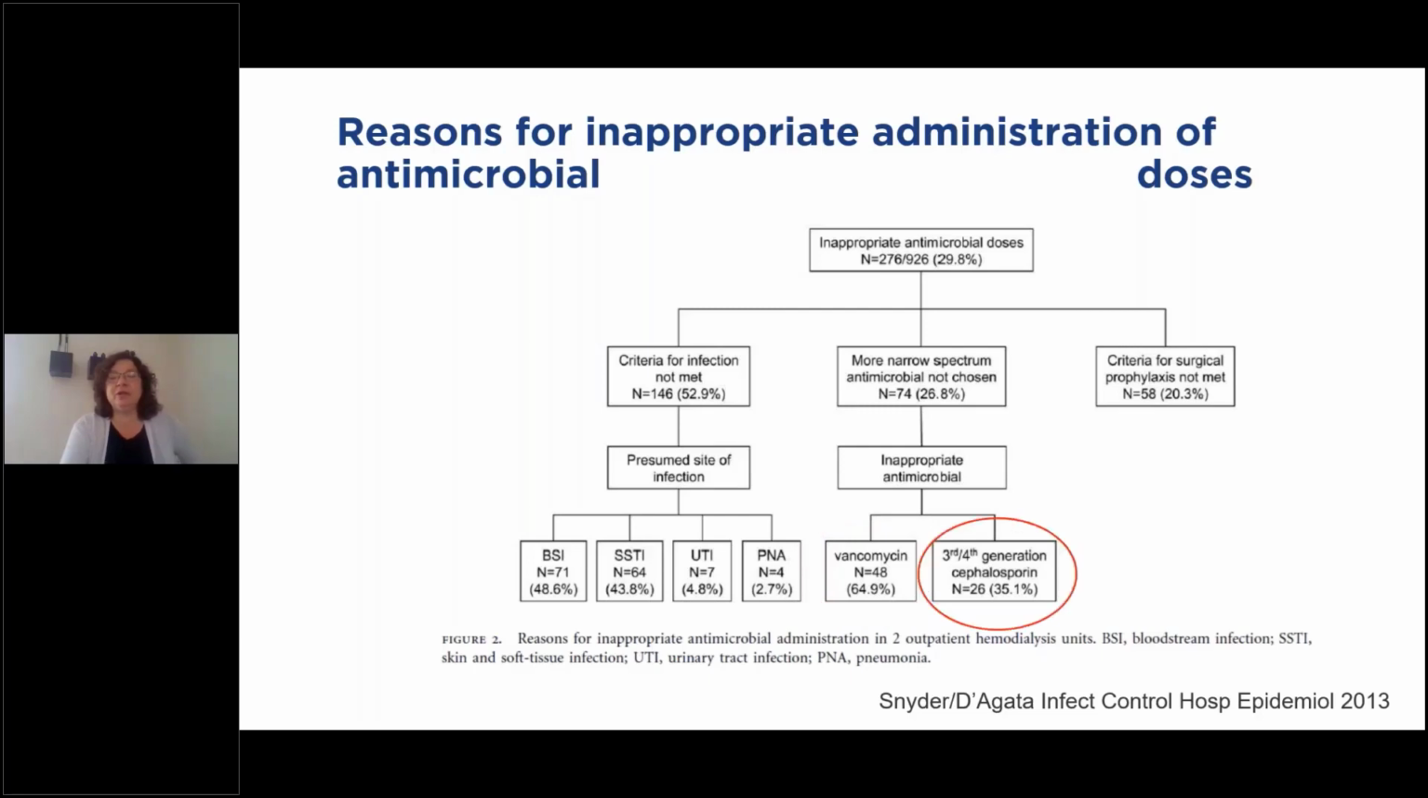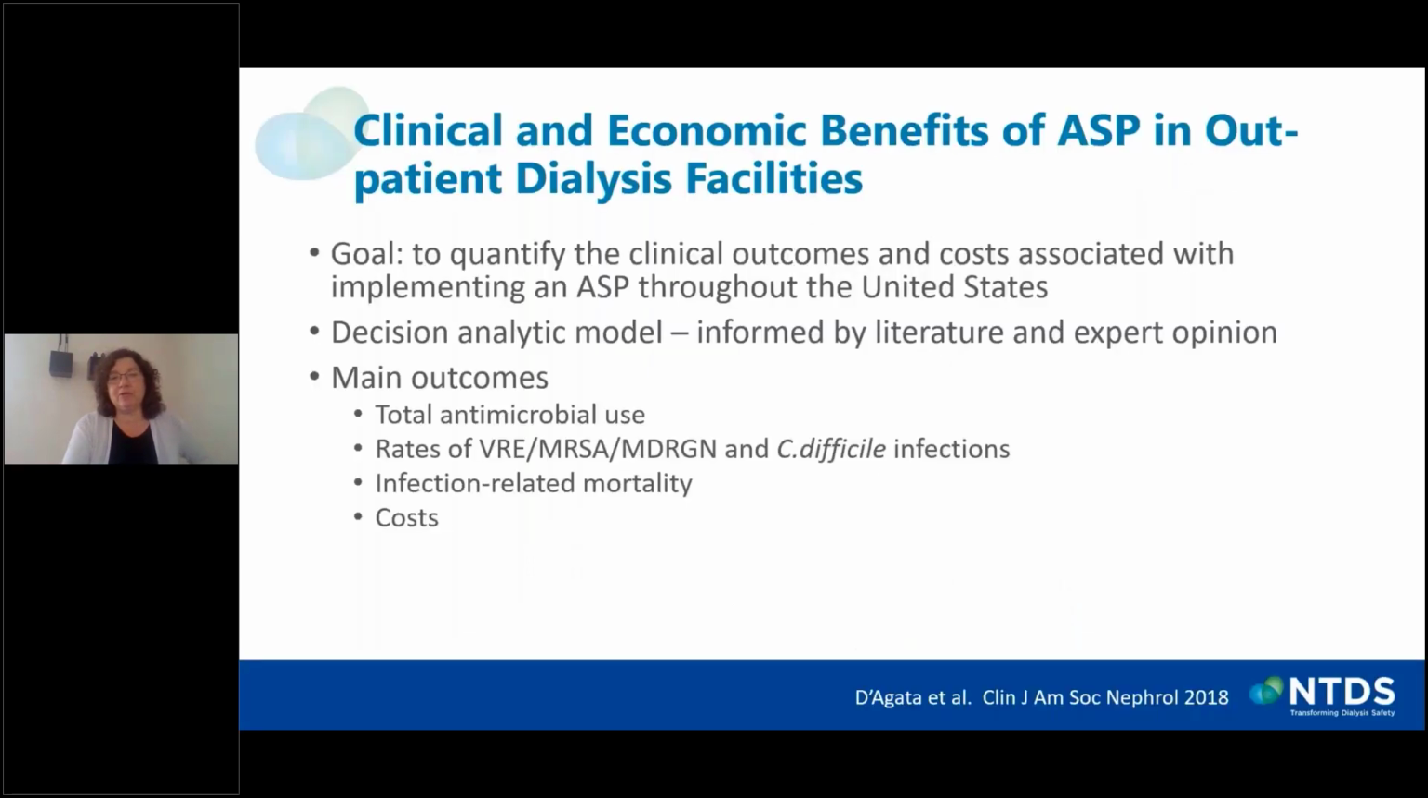As well, third, fourth generation cephalosporins, the scenario is somebody with an E. coli bacteremia, they're empirically started on ceftriaxone or cefepime. The susceptibility data comes back and the E. coli is susceptible to ampicillin, but the patient remains on third or fourth generation cephalosporins.